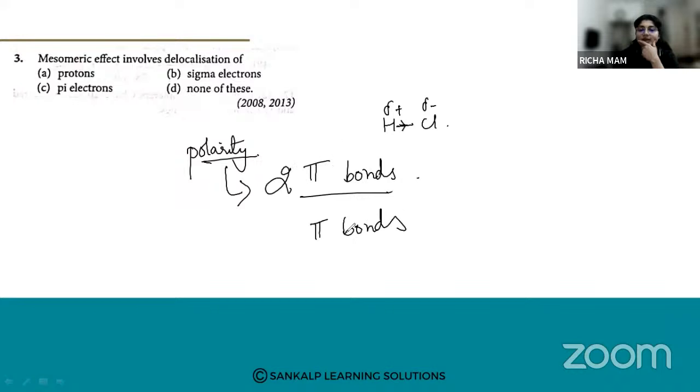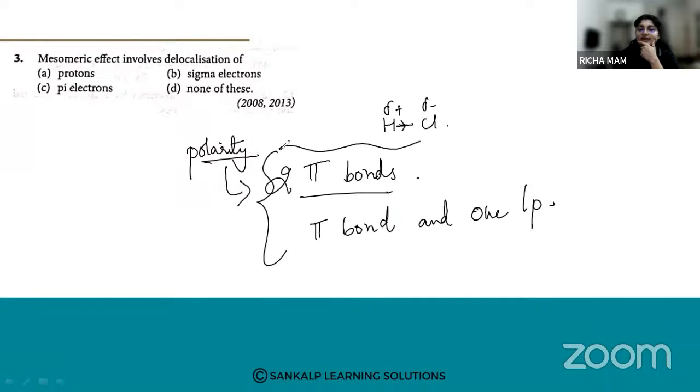How is this polarity produced? It is produced in some molecules. How? By interaction with pi bonds, or between pi bond and lone pairs. So it is between two pi bonds or between a pi bond and one lone pair. Like this, it is formed.